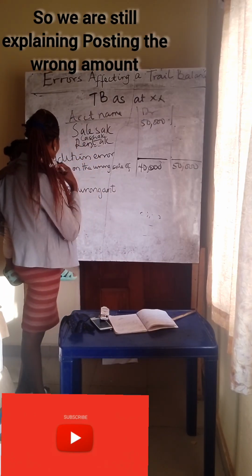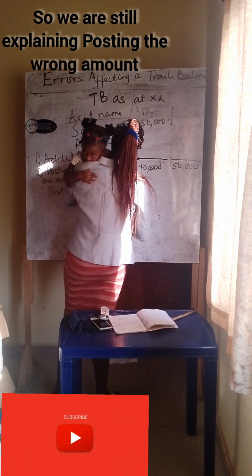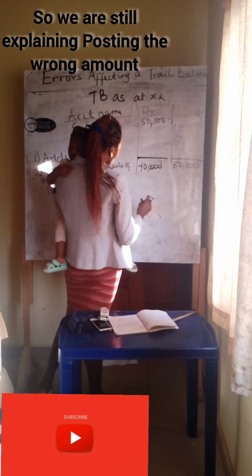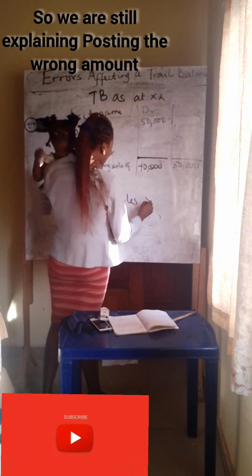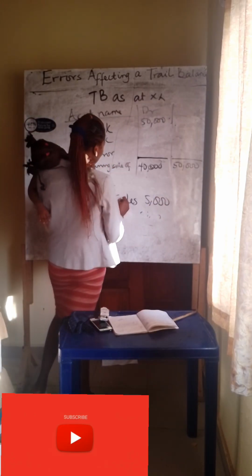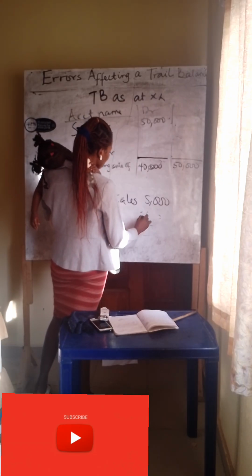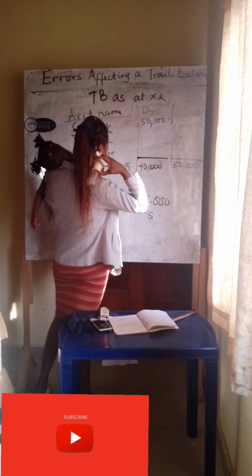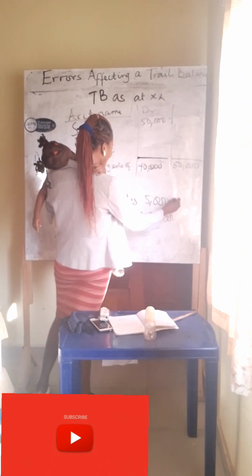So now, let's look at the next error. Posting the wrong amount. That's another error that could affect our trial balance. And then give a typical scenario. Let's say you have a sale of 5,000 naira. You sold goods on credit, 5,000 naira to the customer. Now, instead of writing 5,000 naira in your sales account on the credit side, you went ahead and wrote 50,000 naira.